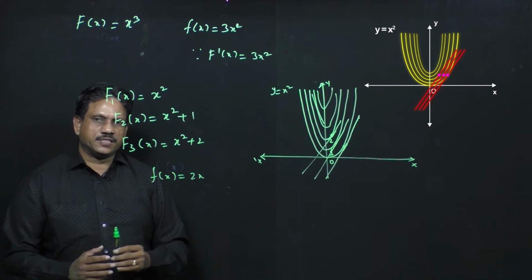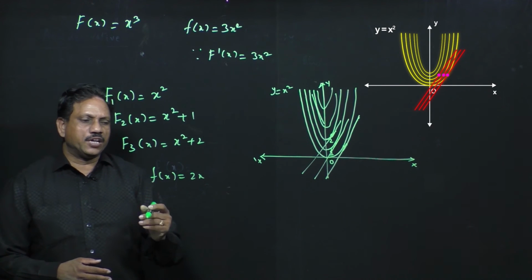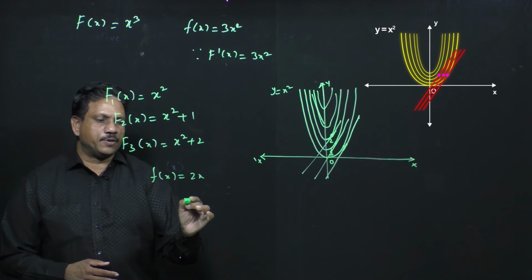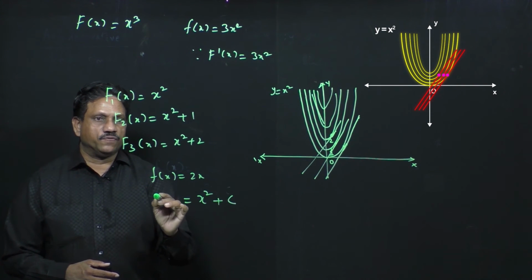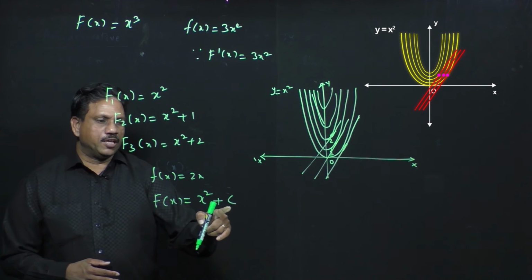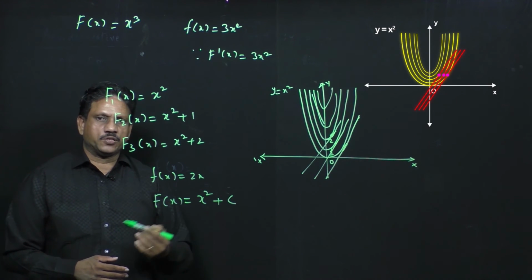So here students, we can say that for a function there will be infinitely many antiderivatives. So we can replace this with an arbitrary constant. You can say x square plus c I can write for this function. By giving different values to this c, you can get the different functions. That means x square plus 1, x square plus 2, like that.